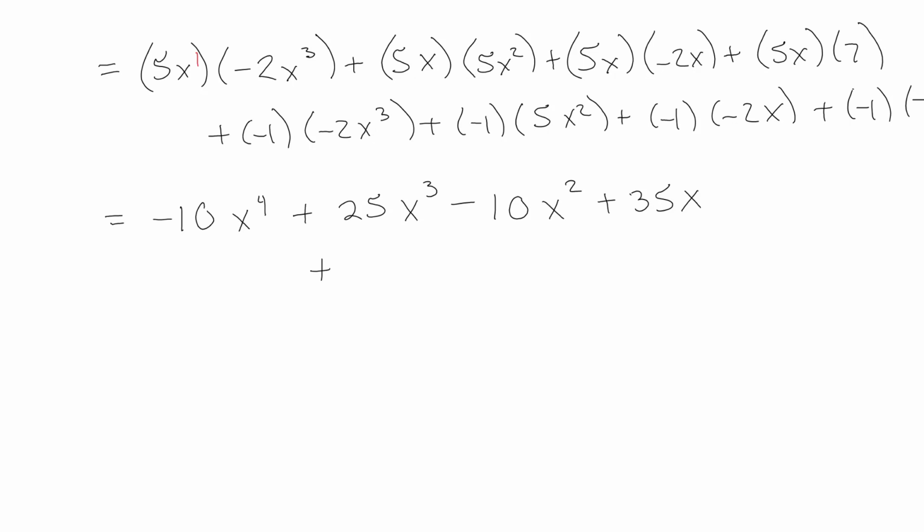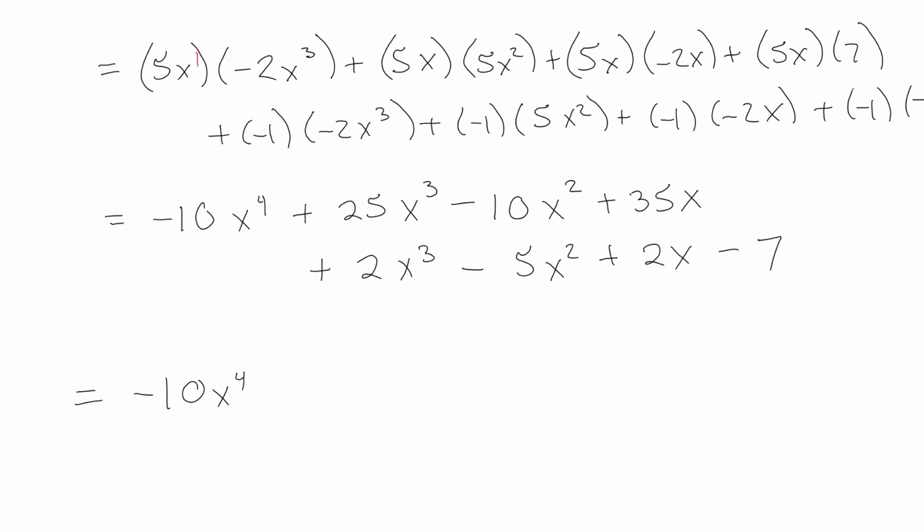Negative 1 and negative 2 is positive 2x cubed. Negative 1 and 5 is minus 5x squared. Negative 1 and negative 2 is positive 2x. Negative 1 times positive 7 is negative 7. So as you can see, I've kind of lined these up where the x to the fourth doesn't have a partner, but the x cubes are lined up, the x squareds are lined up, and the x's are lined up. This is just another thing you can do to kind of help keep your work organized.